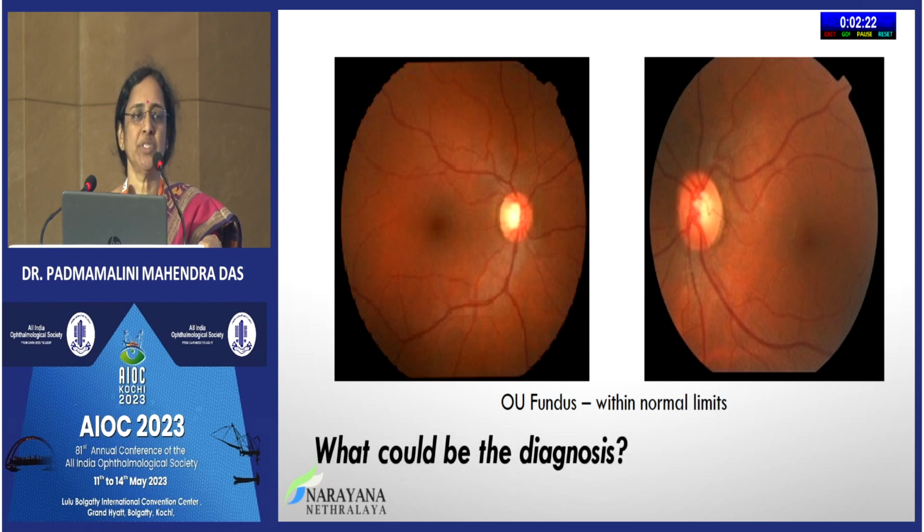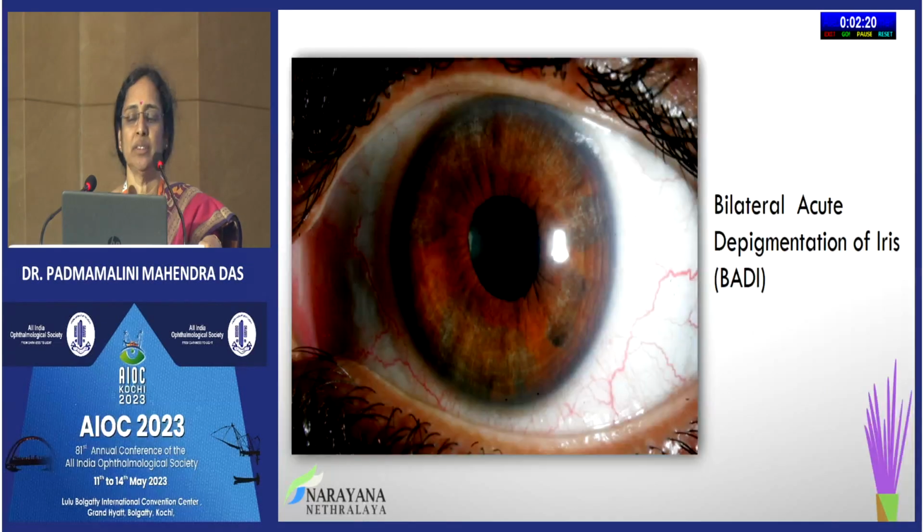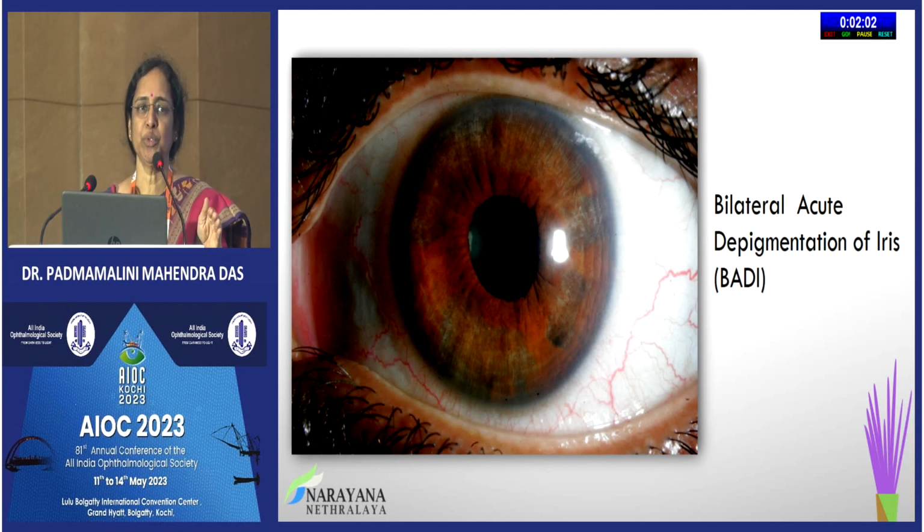What could be the diagnosis? We made the diagnosis of bilateral acute depigmentation of the iris, what we call BARDI, following systemic moxifloxacin use for the flu-like illness. Here, topical steroids were stopped. Anti-glaucoma medication was continued for some time. This is progressive, and after some time this stabilizes and the repigmentation of the iris appears. So conditions like BARDI, we do not treat with topical steroids. You just observe with close monitoring of the intraocular pressure.